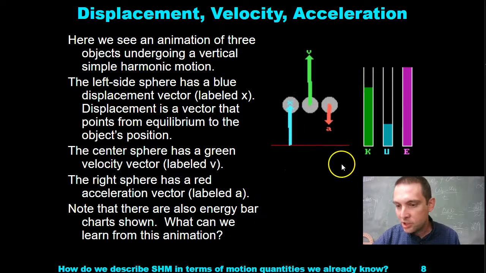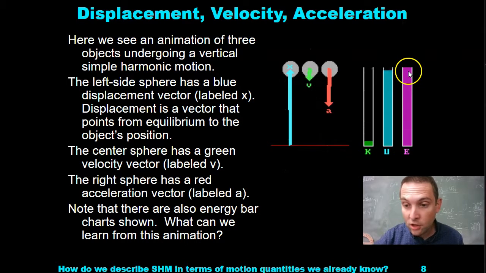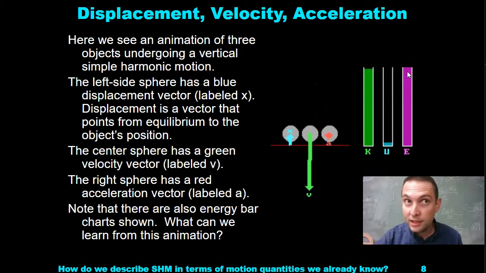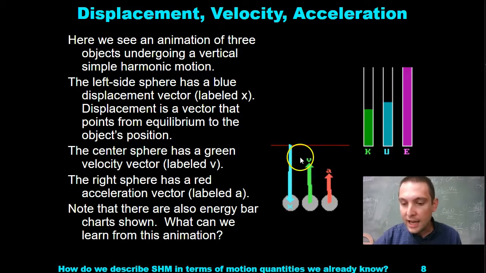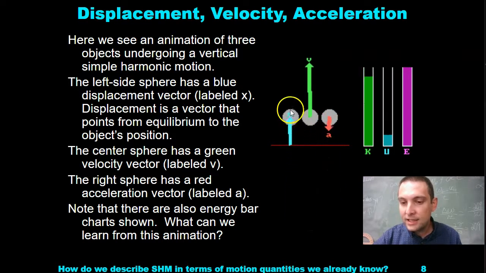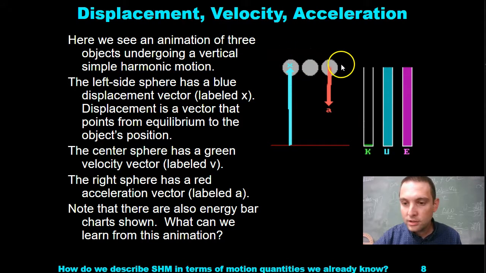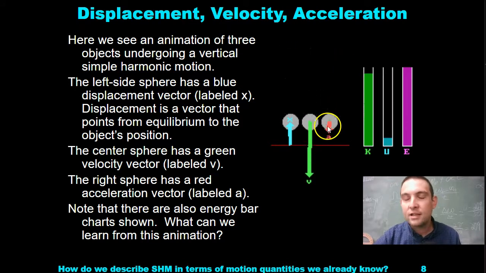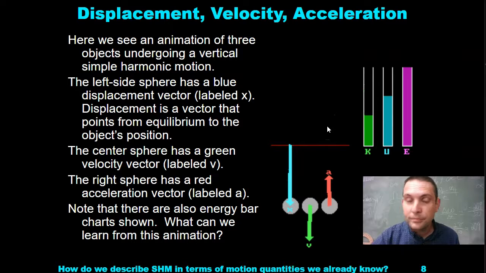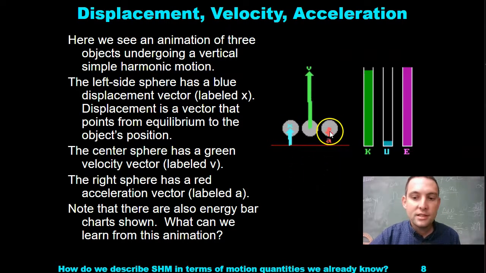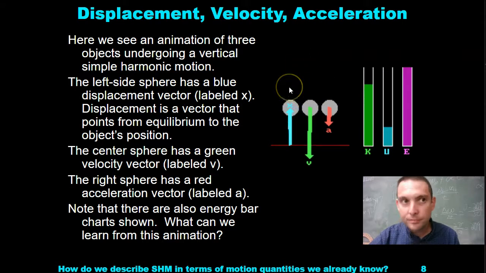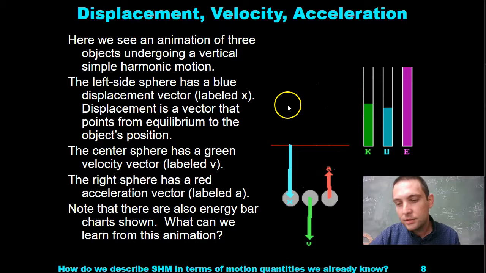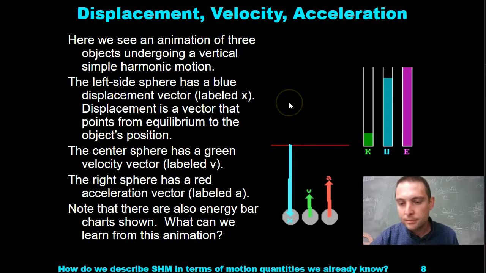What can we learn from this animation? No energy is being lost to the environment, right? There's no dissipated energy. We don't have any damping happening. We also see that the bigger my displacement is in the upwards direction, the bigger my acceleration becomes in the opposite direction. And remember, force and acceleration are directly proportional. So that means my acceleration and my displacement are also directly proportional, just with opposite directions.